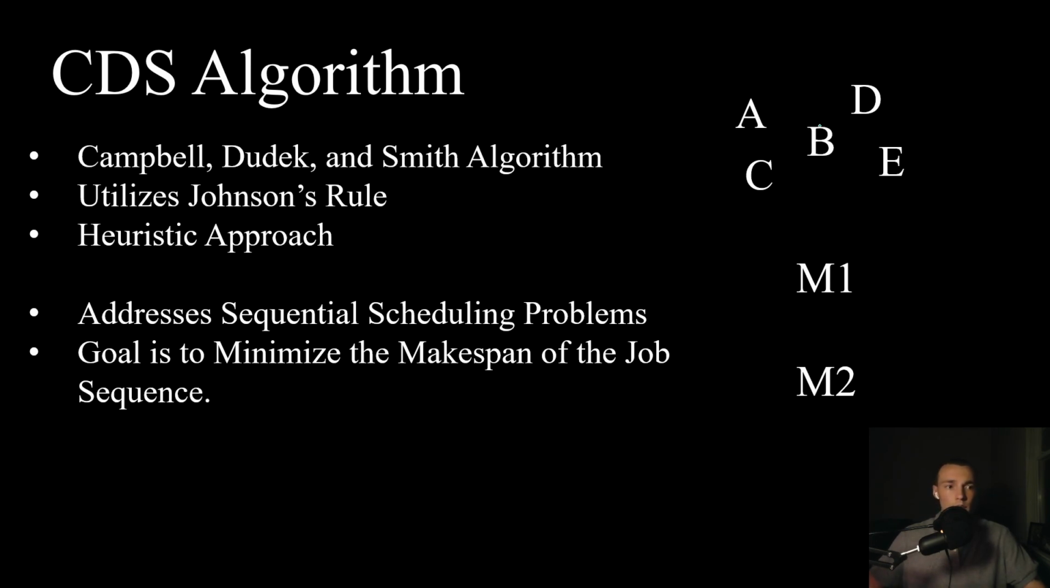Let's say our sequence is job B, and then job D, and then etc. So job B would start on machine 1, and then once that is done, it goes to machine 2, and then job D starts on machine 1. And then once job B is done on machine 2, job D can then start on machine 2. Just think about an assembly line here.